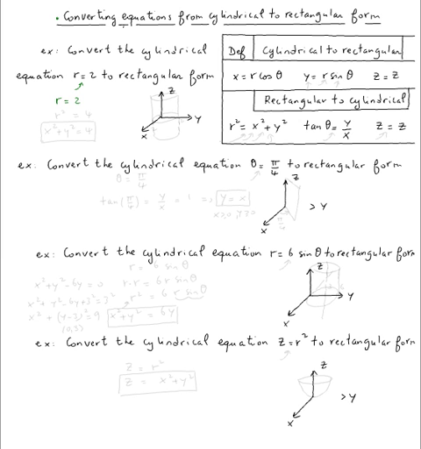How can I get x and y's? Use this formula, because I need r squared, so I can write x squared plus y squared. So what I do, I can square both sides. So I'll get r squared equal 2 squared, which is 4. Now I can use this equation. So I get x squared plus y squared equal 4. It's actually the cylinder.